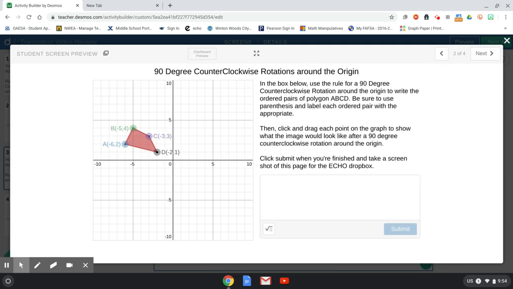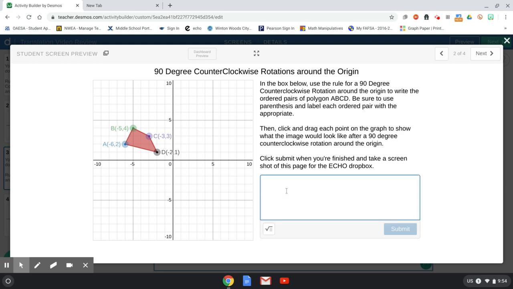All right. So here's our example. The example says, in the box below, use the rule for a 90-degree counterclockwise rotation around the origin to write the ordered pairs of polygon A, B, C, D. Be sure to use parentheses and label each ordered pair with the appropriate letter. Then click and drag each point on the graph to show what the image would look like after a 90-degree counterclockwise rotation around the origin.